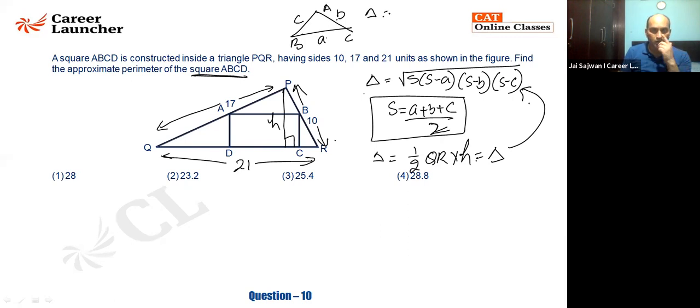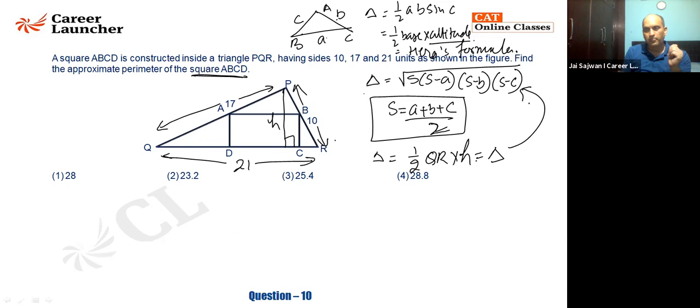One of the easiest, or I will say the standard formula, is half of the product of two sides into sine of the angle between them, which I discussed today, which is also known as half of base into altitude. Remember, this is an important formula that all of us have studied. And the third formula is known as Hero's formula, which is square root of s into s minus a into s minus b into s minus c, where s is known as the semi-perimeter.